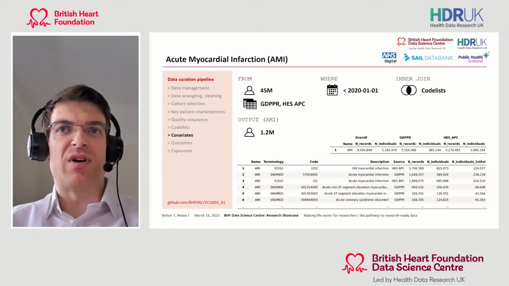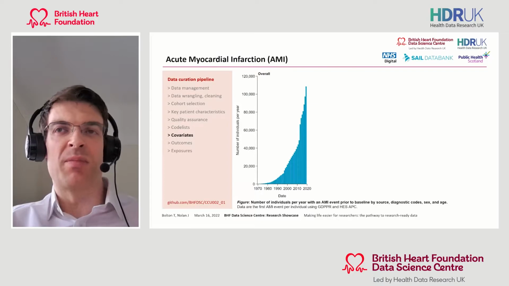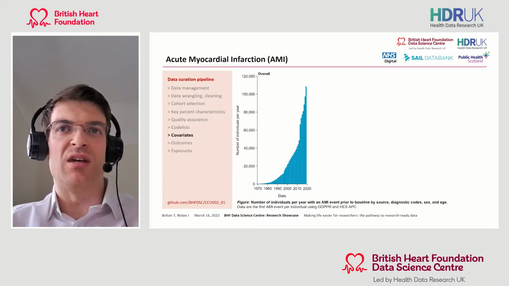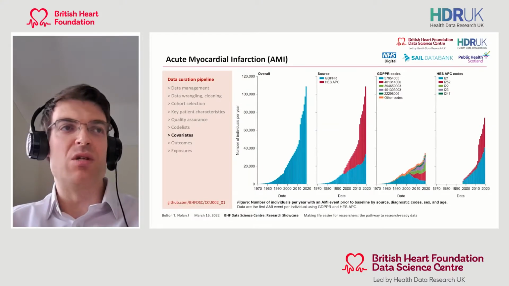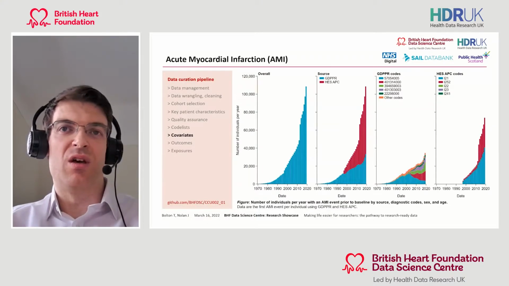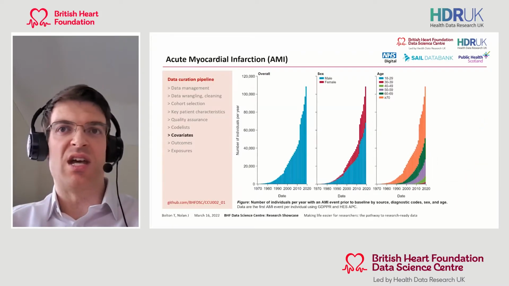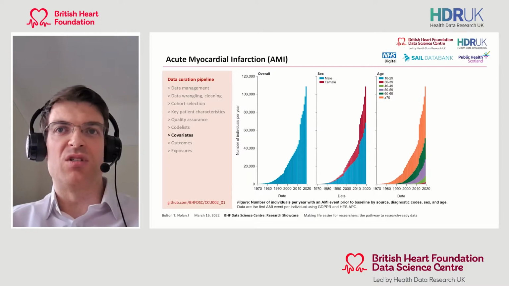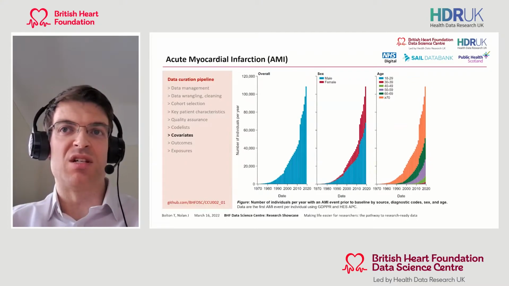We can also identify an individual's first or earliest matching code, and we can see how these first events are distributed over time, looking at the number of individuals per year. We can look at this by data source and by the codes with the highest frequency for each data source. We can also look at the distribution of key patient characteristics, such as sex and age. And John and I have developed code to automatically produce these summaries and visualizations for every covariate, which provides a greater level of transparency and understanding when curating the data.